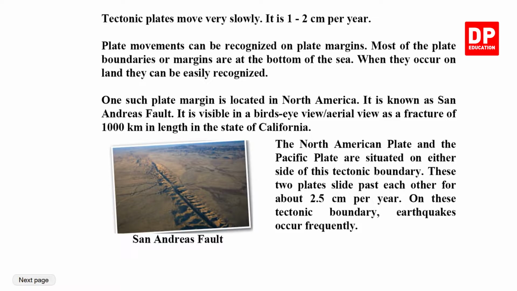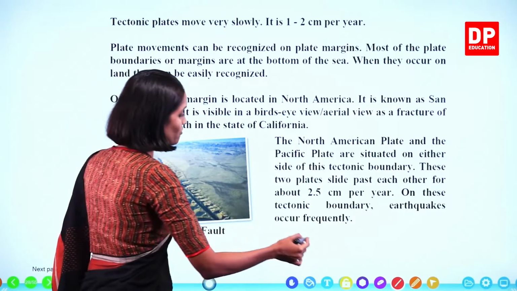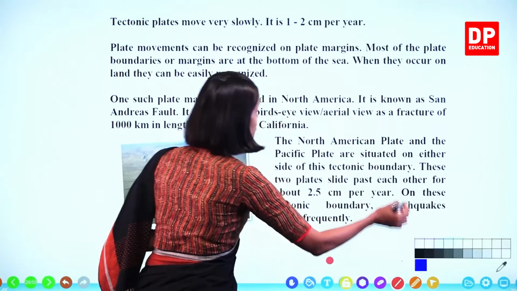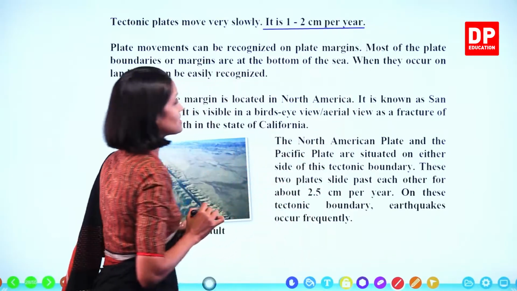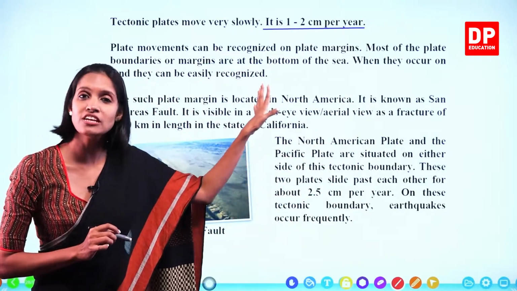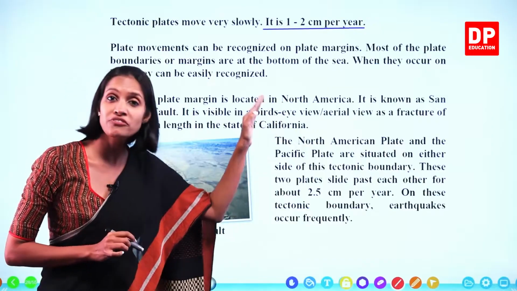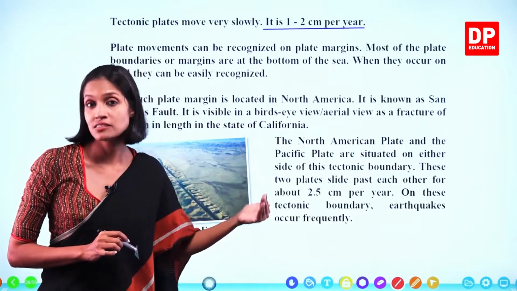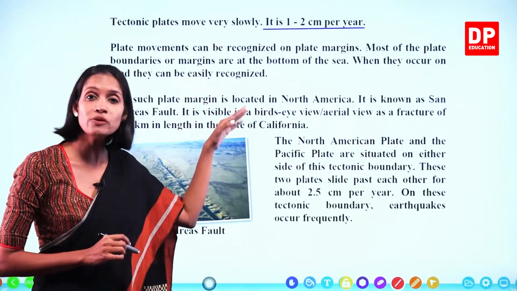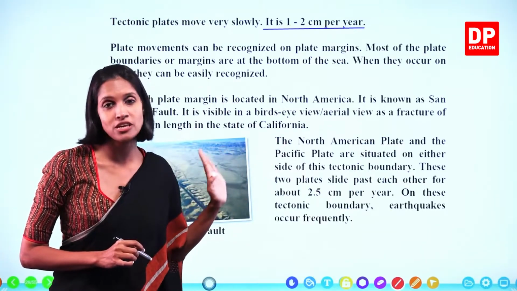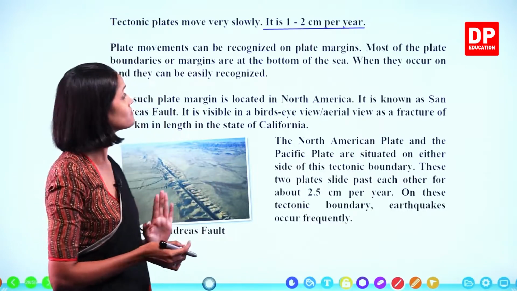It is 1 to 2 centimeters per year. For the whole year, the relative movement is only about 1 to 2 centimeters. This is why we can't feel it all the time. We could feel it if there's an earthquake, right? But otherwise, we can't feel the normal movement of tectonic plates. Okay, children?